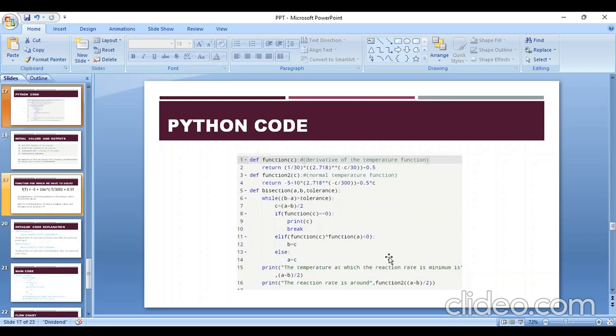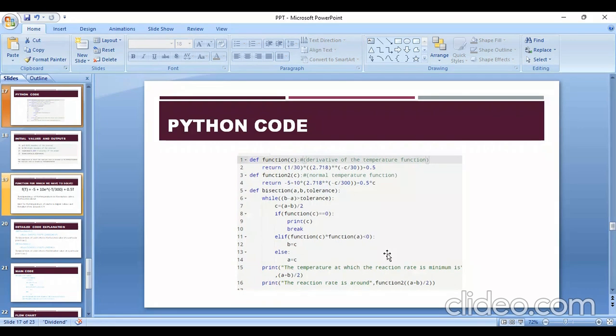If the product of the derivative value at c and derivative value at a is less than 0, then the minimizer will lie in the interval a and c. So we will be initializing b value with c. So our new interval will be a to c, and we will be once again checking the while loop condition, which is whether the interval length is greater than tolerance or not. If it is less than tolerance, we will be exiting from the loop and will be calculating the midpoint, and it will be our answer.